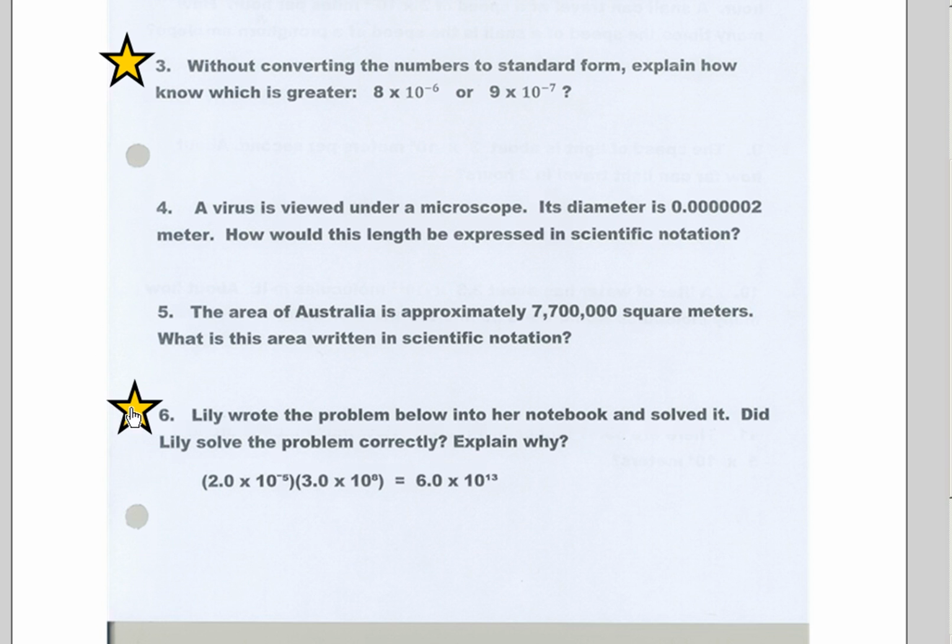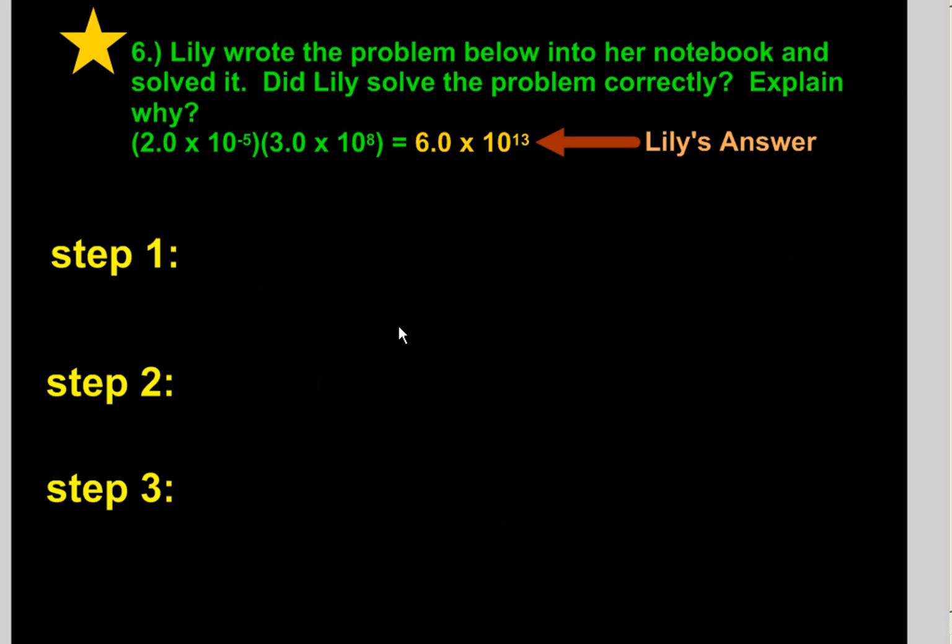Let's take a look at question number 6. For number 6, Lily wrote the problem below in her notebook and solved it. Did Lily solve the problem correctly? Explain why. So the problem was 2.0 times 10 to the negative 5th and 3.0 times 10 to the 8th. Lily's answer is 6.0 times 10 to the 13th.